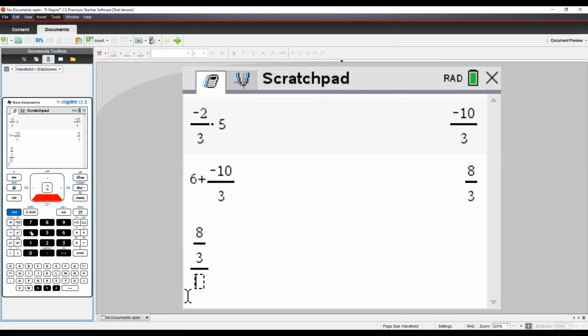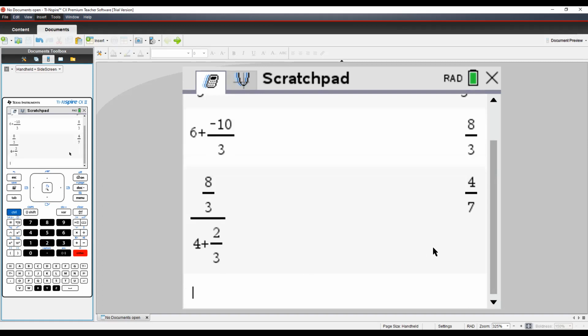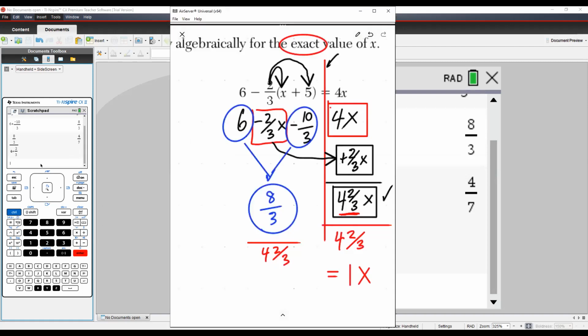The Inspire doesn't have mixed fractions, so I'm going to write 4 and 2/3 as 4 plus 2/3. The way you should see this is 8/3 divided by 4 and 2/3. Now, when I press enter, I get 4 over 7. So if I go back to my iPad, the answer for this part is 4/7. So that's my answer.